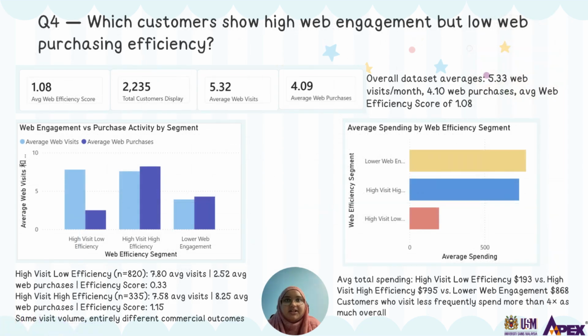My name is Asra Ishakan and I will be presenting for questions 4 and 5. Q4 tests whether web visit frequency signals customers' value, and the answer is no. The high visit low efficiency group visits at about 7.80 times a month, almost identical to the efficient group, which is at 7.58. But their web purchases are just 2.52 versus 8.25 respectively, and their average spending is only about $193 compared to $868 for the customer who visits far less. Same visits but entirely different commercial outcome.